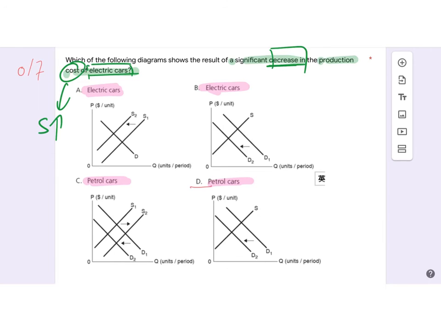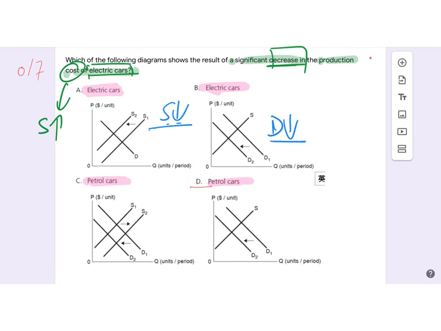Then let's see whether A or B is the answer. Option A is a change of a supply curve. It is a supply decrease, not an increase, so it's not the answer. And option B is a change of a demand curve, a demand decrease, shifting to the left. So none of them fit the result, right? So let's go to petrol cars.